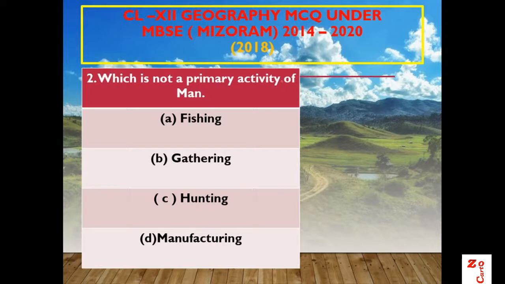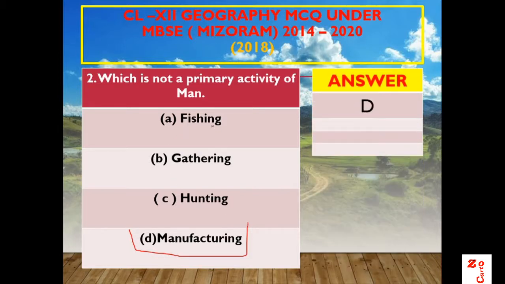Which is not a primary activity of man? A. Fishing, B. Gathering, C. Hunting, D. Manufacturing. D. Manufacturing. All these are primary activities.